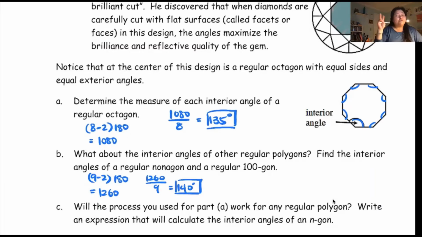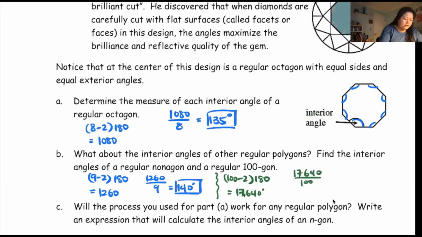Okay, we have our perfect 100-gon from last time, right? So what about the 100-gon? I take 100 minus 2 times 180. That's your sum. So 98 times 180. The sum is now 17,640 degrees. And take 17,640 and divide by 100 angles. Each angle is going to measure 176.4 degrees. I don't know, have you noticed something? Your angle is getting bigger and bigger and bigger. It's getting really close to 180. Maybe that's a coincidence, maybe not.